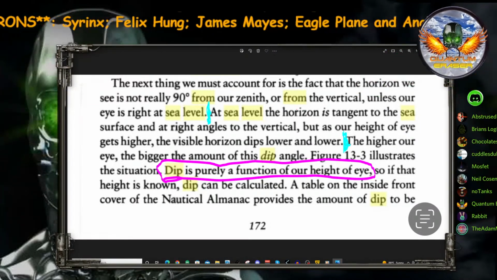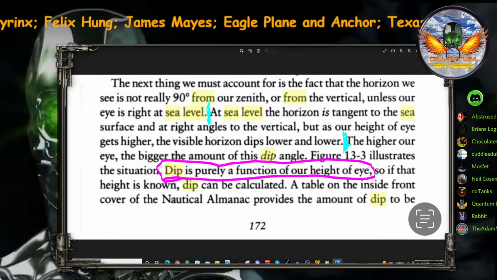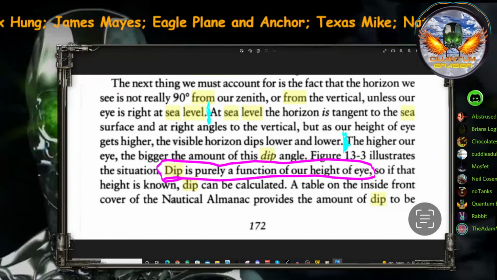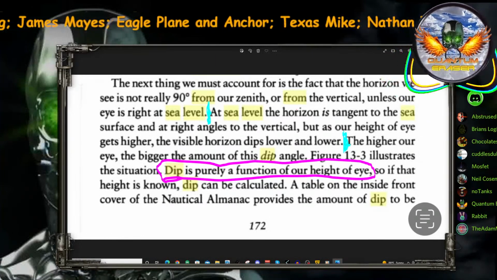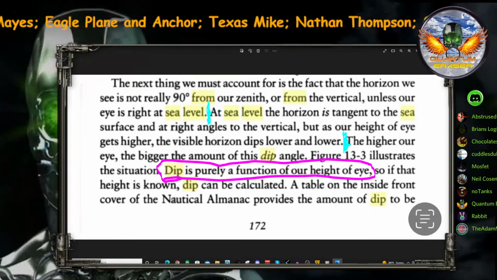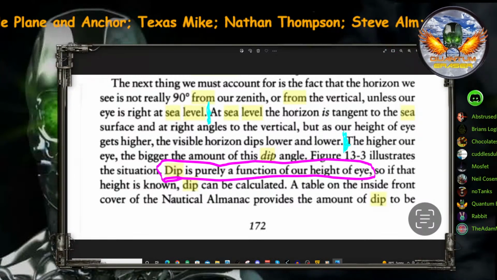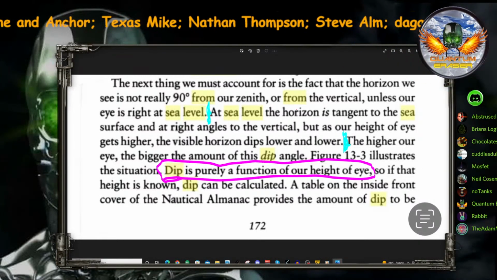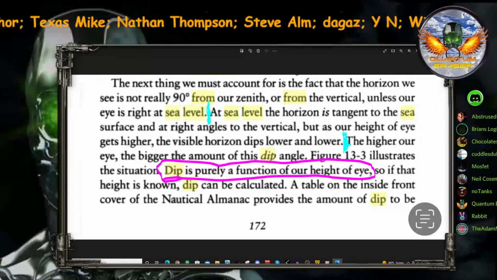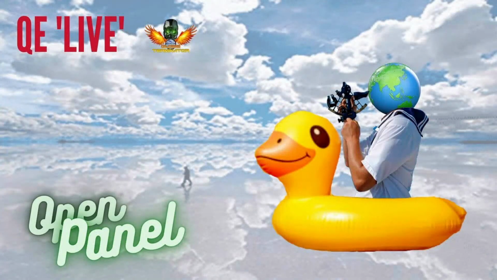I'm trying to put it into geometry, yeah? At sea level, the horizon is tangent to the sea surface. I suppose that's correct, because the eye and the horizon would be the same thing. Because all you've got in their ball geometry is an eye sat on the top of a ball. I suppose they are all the same thing. But it's just not reality, is it? Dip is only a function of our height of eye. End of. Done. I'll take that bit from it.